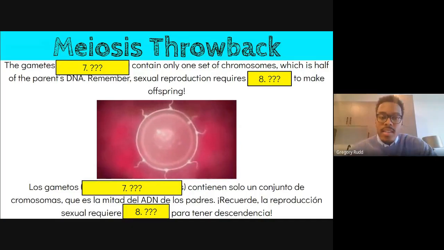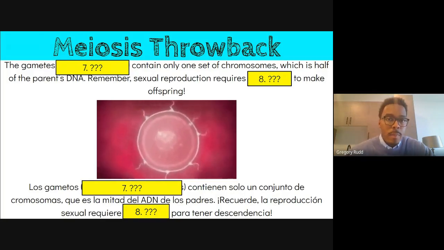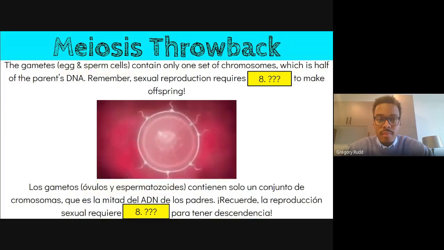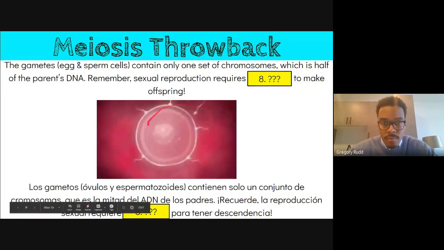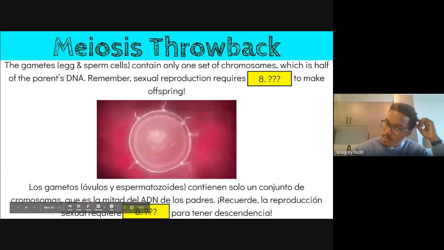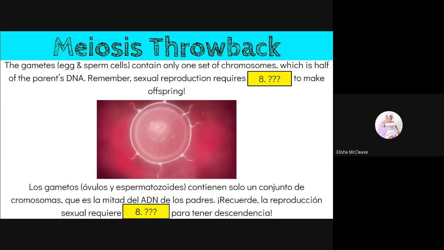Sex cells? Yes, and what are the sex cells? Can we be a bit more specific? That's 100% right, but what are they? Egg and sperm. Good, excellent. So the gametes, egg and sperm cells, contain only one set of chromosomes, which is half of the parent's DNA. Remember, sexual reproduction requires what to make offspring? What's it called when the sperm meet the egg in this picture? Fertilization. Excellent.